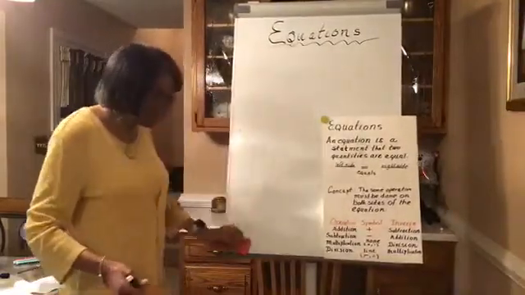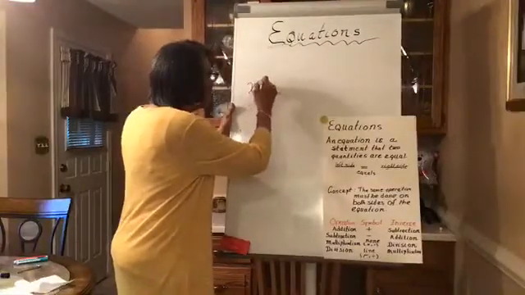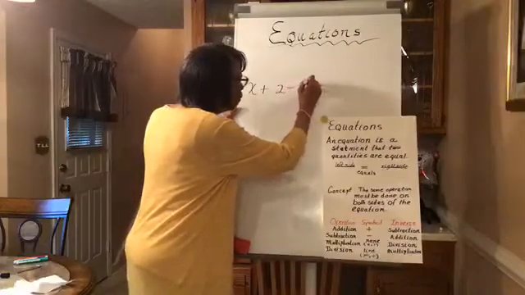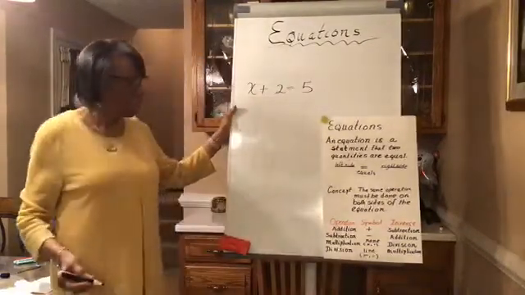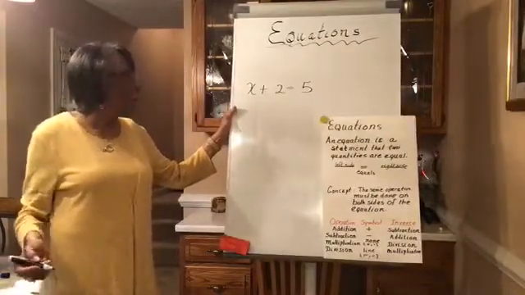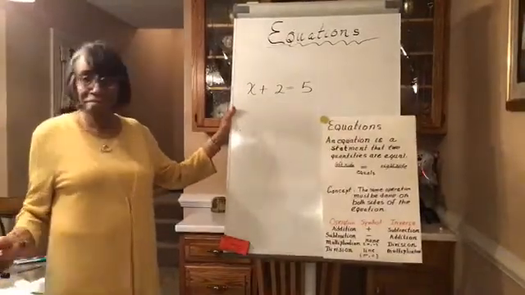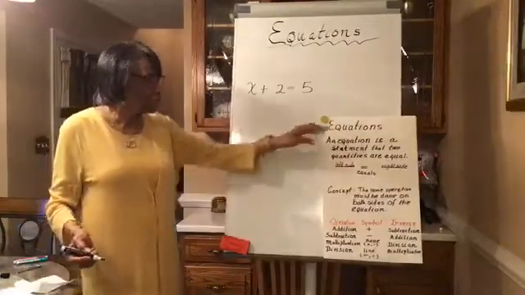So I'm going to put a little equation up here. The same x plus 2 equals 5. Now, in order to solve this, I know everybody knows already, oh, I can do that. The answer is 3. Yes. But just giving the answer has not solved the equation.